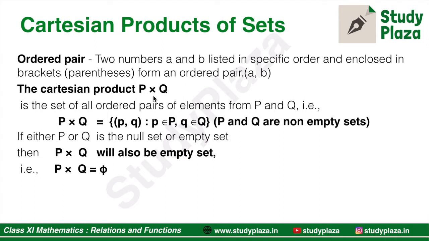Let us discuss what a Cartesian product is. Let us consider two sets P and Q. The Cartesian product of P and Q will give the ordered pair (p, q), where p is the first component of the ordered pair and q is the second component, and the first component p belongs to set P, and the second component q belongs to set Q. And the condition is this: P and Q both should be non-empty sets. If P or Q is a null set or empty set, then the Cartesian product of P and Q, that is P cross Q, will be an empty set.